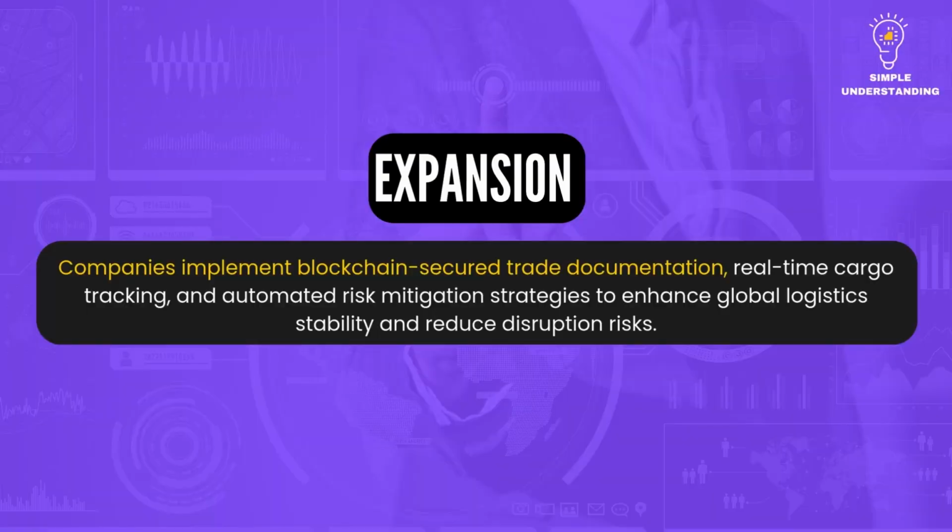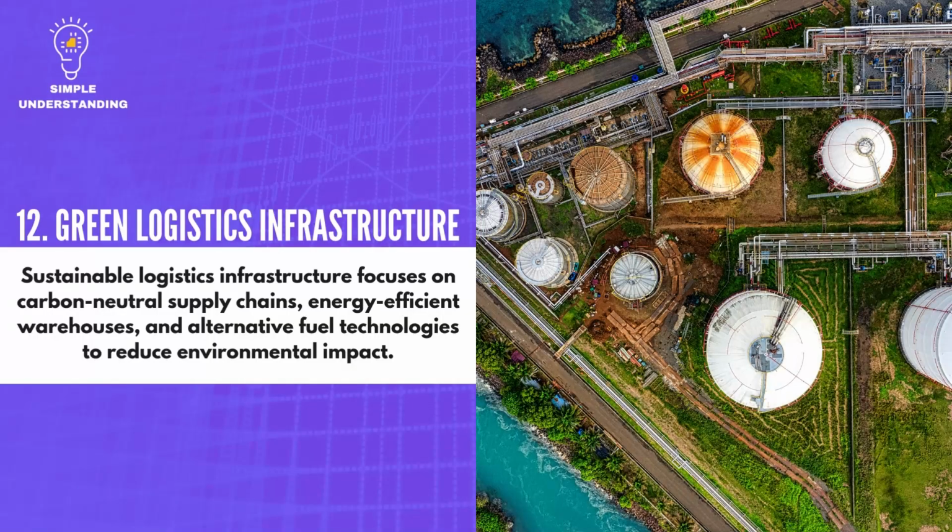Expansion. Companies implement blockchain-secured trade documentation, real-time cargo tracking, and automated risk mitigation strategies to enhance global logistics stability and reduce disruption risks. 12. Green logistics infrastructure. Explanation. Sustainable logistics infrastructure focuses on carbon-neutral supply chains, energy-efficient warehouses, and alternative fuel technologies to reduce environmental impact.